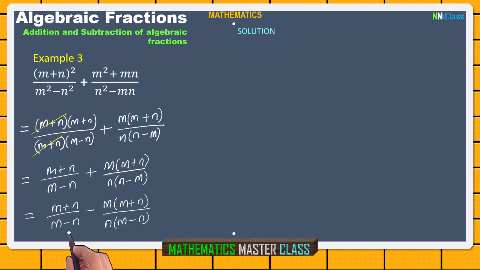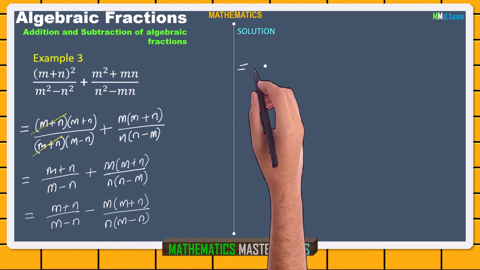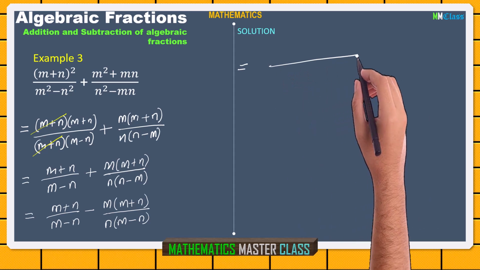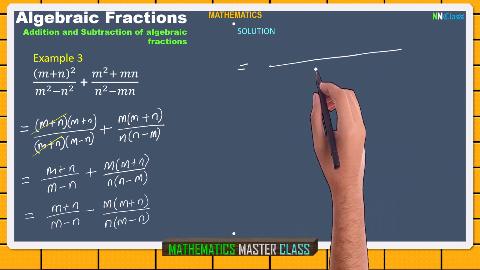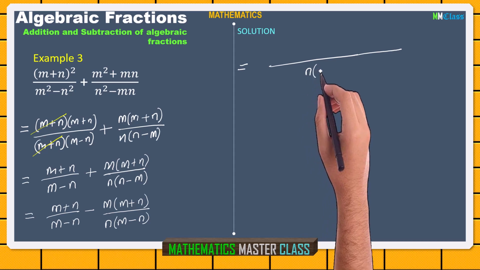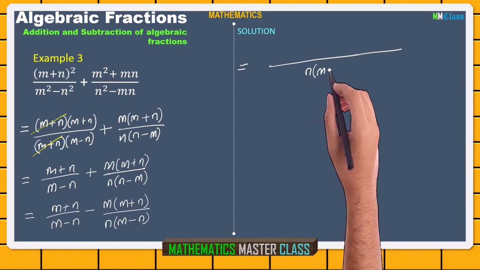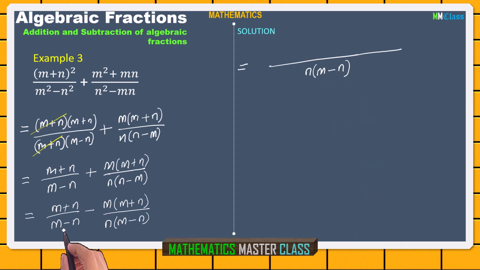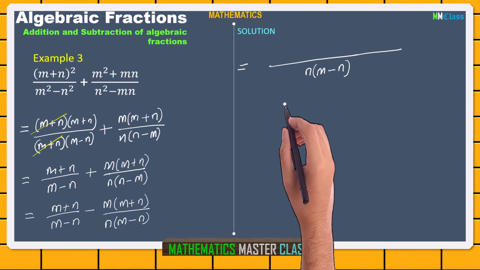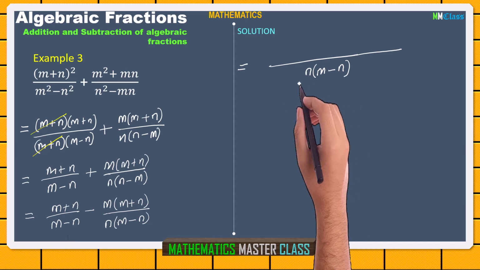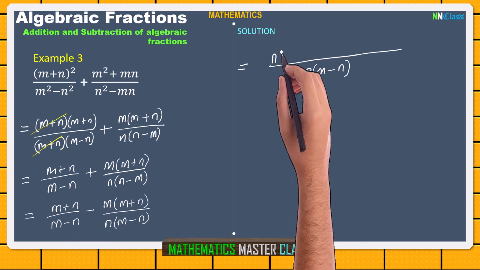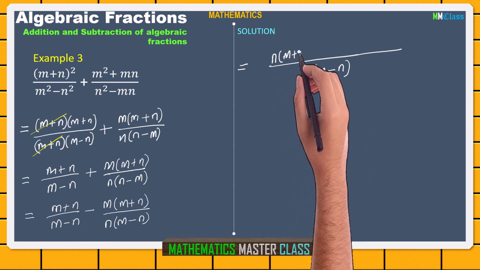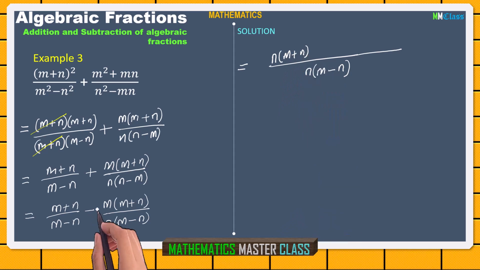And the LCM is about the denominators. So if you check this value and this value, they are the same. The LCM here now will be n(m minus n). So we are now going to use this LCM to divide this one. If you do, this division gives us n. So that n will multiply this. So we now have n multiply (m plus n). What we have here is plus.